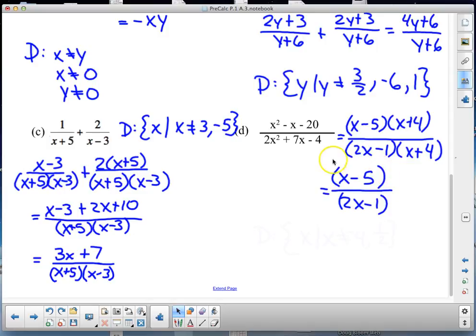Now keep in mind, we got to go back to our original here, right on the bottom. This is where our restrictions are located. X can't be a half, because that'll make this a 0, and x can't be negative 4, because that'll make that 0. So my domain is x such that x cannot be negative 4 and 1/2. And again, doing it in set builder notation makes it easier than interval notation the more restrictions I have.